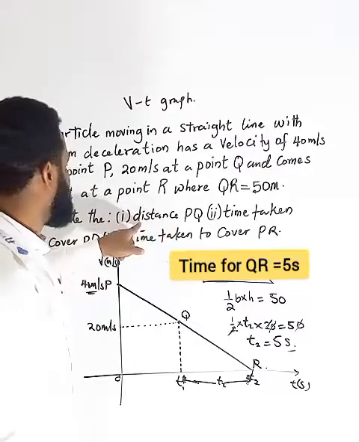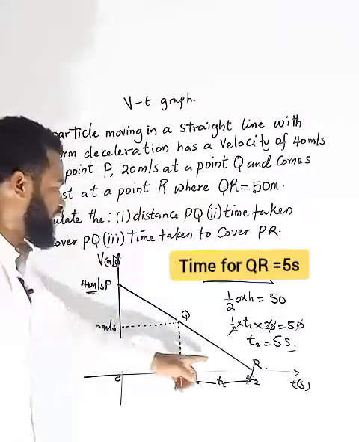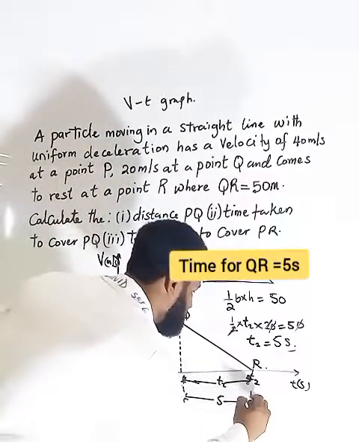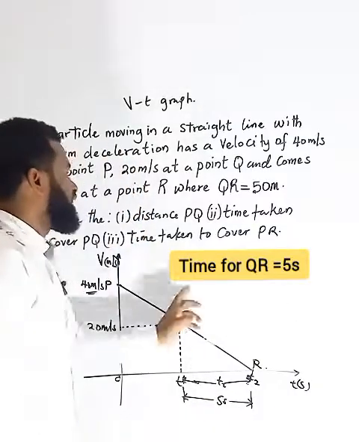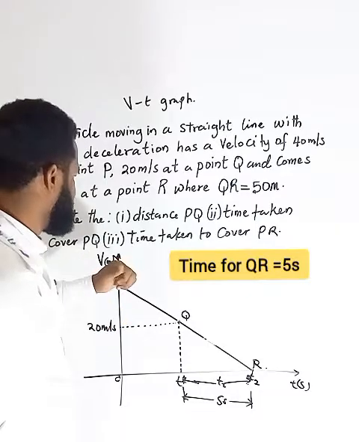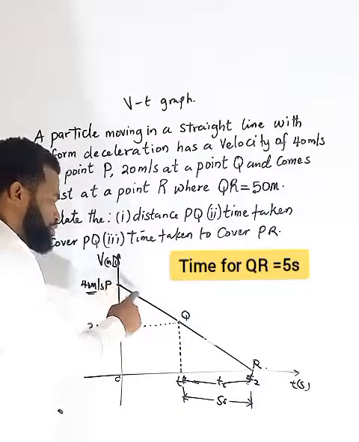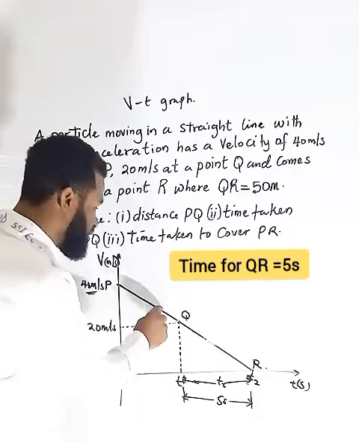So I have found my time taken to cover PQ as 5 seconds. So from here to this place is 5 seconds. Now that I have found the time taken to cover PR, I'm going to find the distance PQ. To find PQ, I have to note that this is a straight line graph.